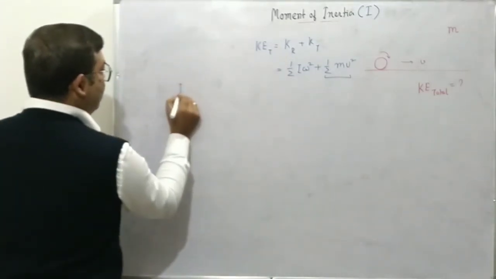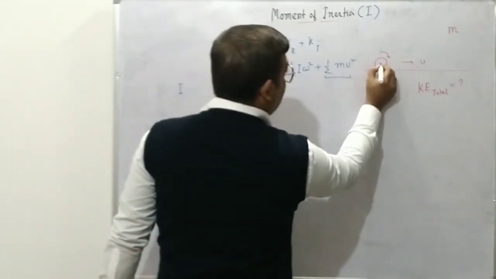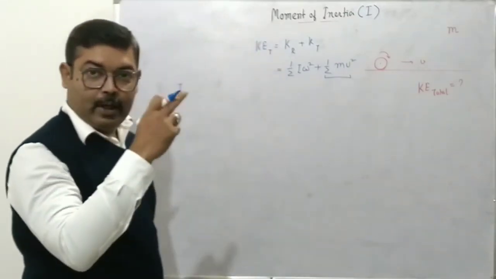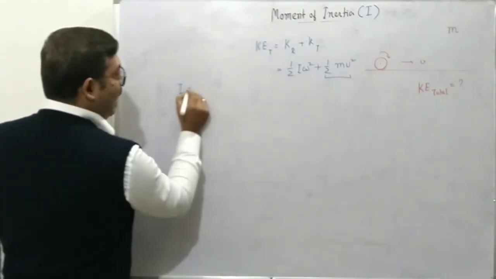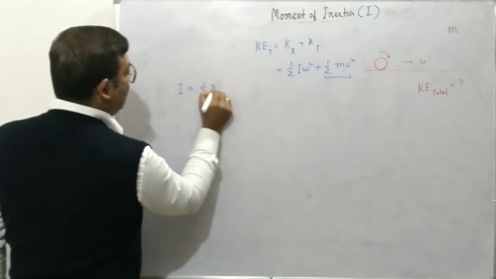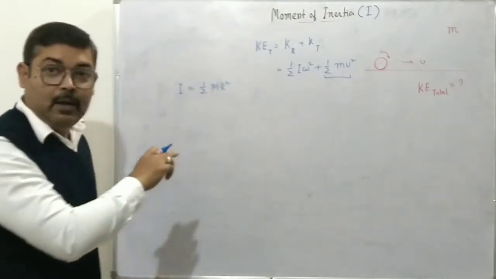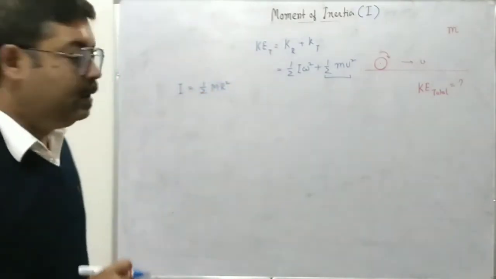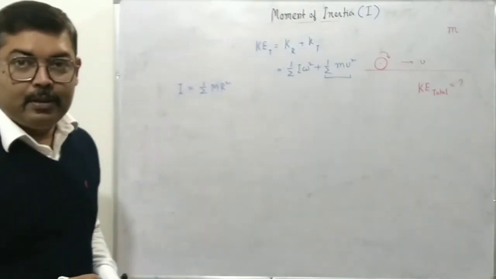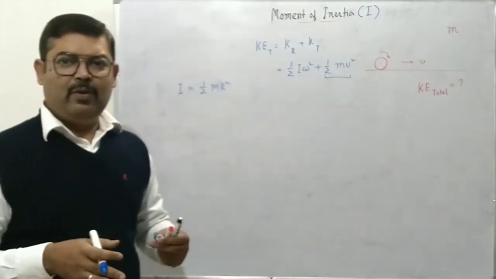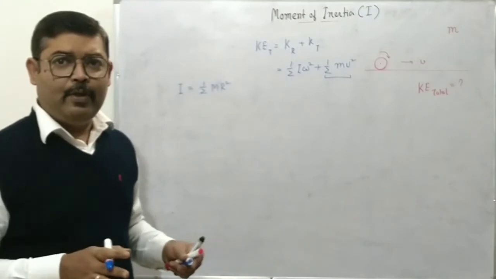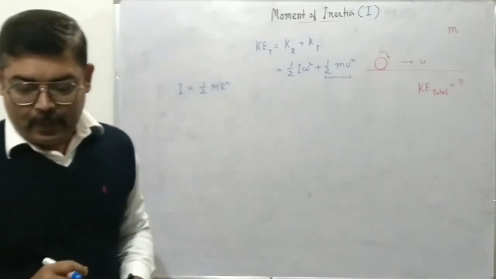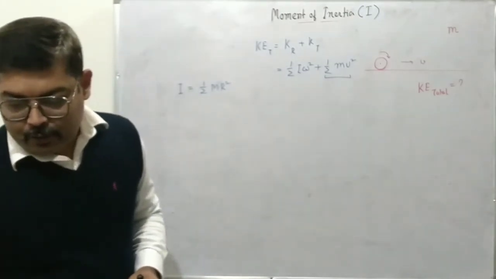Now for a uniform disk rotating about its own axis, I is given by half m r squared. Again, a standard result. We need to remember that. That's why we need to remember the standard results. Or you can always solve it, which is of course tedious and time consuming, which we do not have during exam times. Okay, so this has been found.